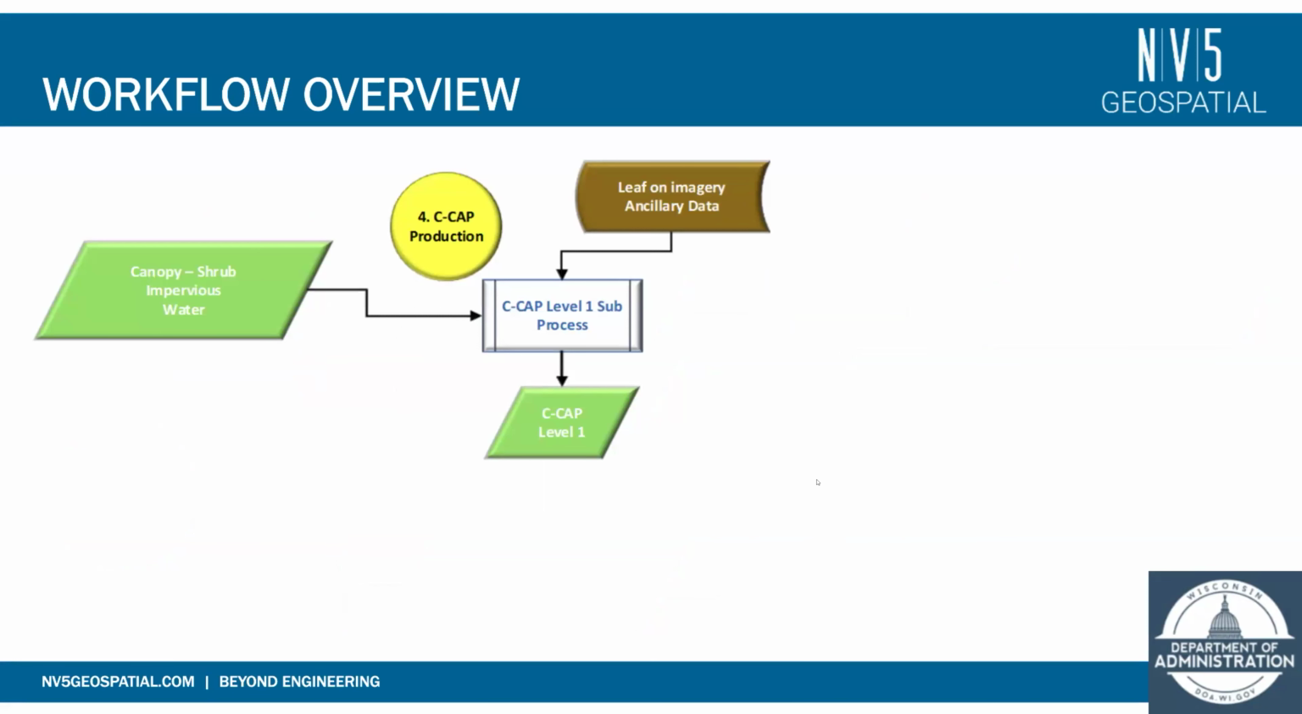Then what we do is we've got those canopy, shrub, impervious, and cleaned up water data sets, and we bring in the imagery and we process it through a series of machine learning and editing QC processes to create our CCAP level 1. So that is just the large impervious, and water and land cover categories, bare, and wetland.